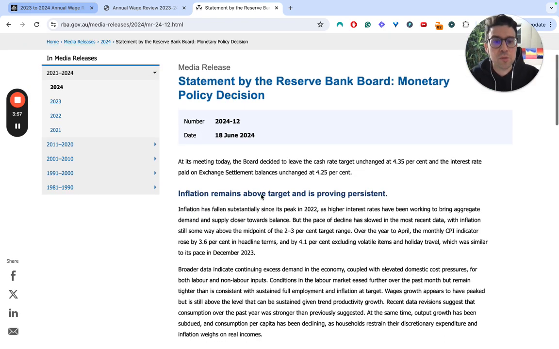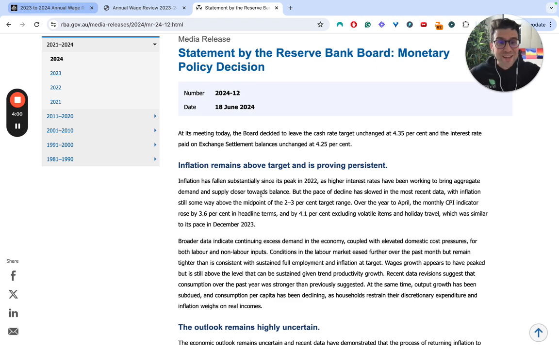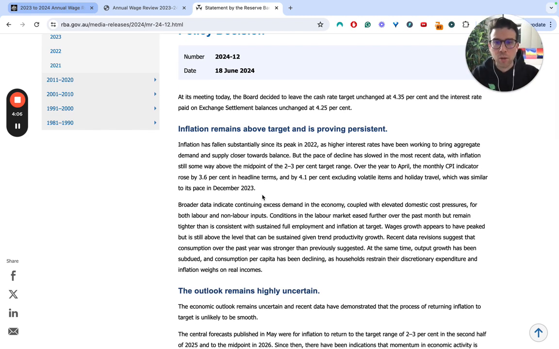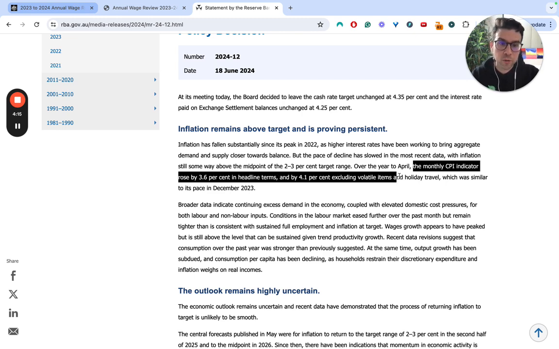But what we can see here is that they've decided to leave the cash rate unchanged. So the cash rate target is unchanged at 4.35%. Now, in part, why are they doing this? Well, they're concerned at the moment that in April, the monthly CPI indicator rose by 3.6% in headline terms, 4.1% excluding volatile items and holiday travel.